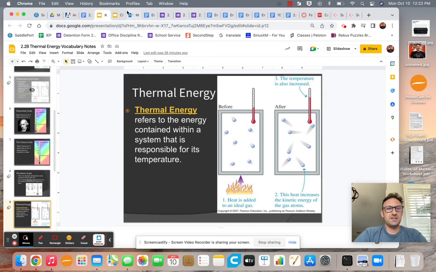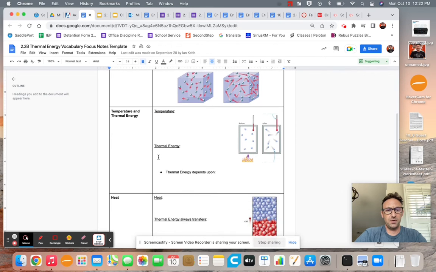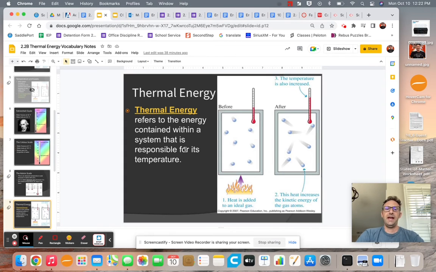Your next box is about thermal energy. And this is their 2.2 paper that we're continuing to work on. And we'll write down here thermal energy. Thermal energy refers to the energy that's contained in a system that's responsible for its temperature. So this thermal energy was lower, but when you increased the heat or added heat, the thermal energy rose.